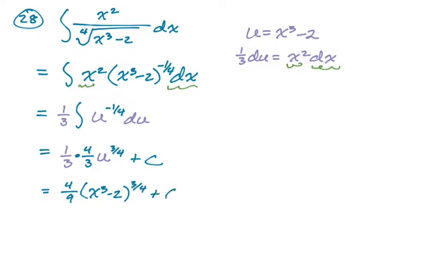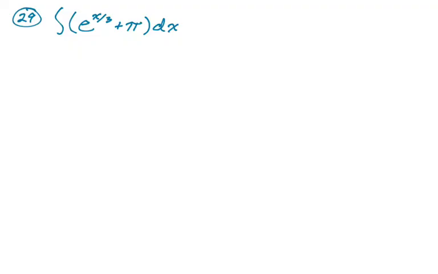And then plus c. All right, nice. Let's take a look. I'm going to try to make it to 30, then take a break. All right, integral of e to the x over 3 plus pi dx. All right, so you might be able to do it in your head. If so, great.